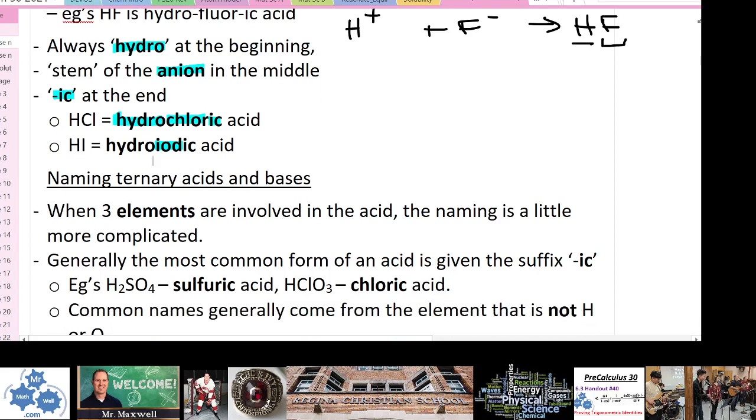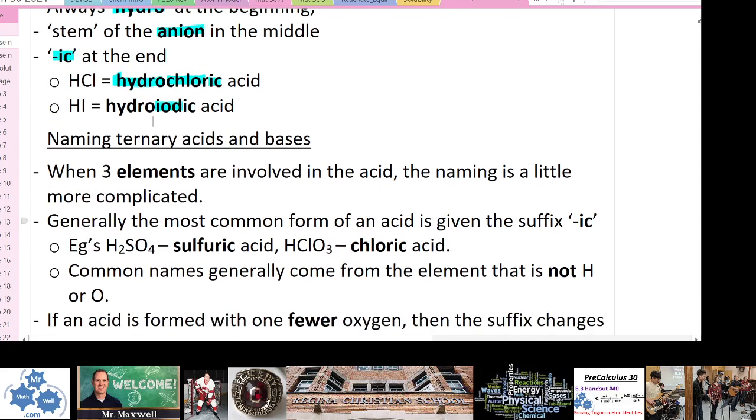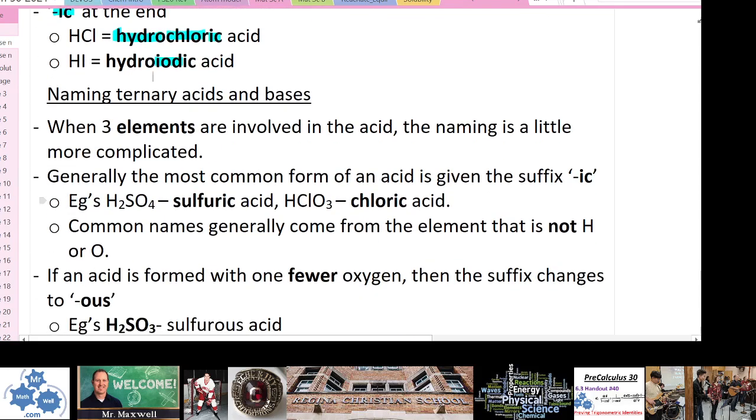Ternary acids and bases. Ternary is when we have three elements involved or more. Ternary specifically is what we'll be dealing with in most of our examples. Here we'll clearly identify three different elements. So when three elements are involved in the acid, the naming is a little bit different. It's a little bit more complicated in a sense. Because there are more elements involved, you could actually have different numbers of hydrogens, different numbers of oxygens, and things like that. So the naming has partly to do with the different variations of the same three elements.